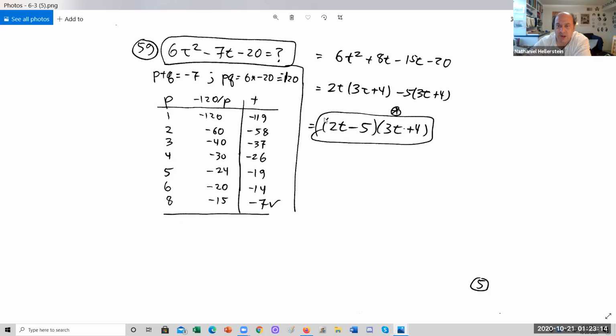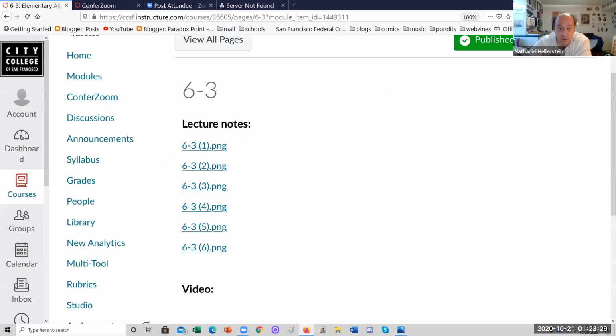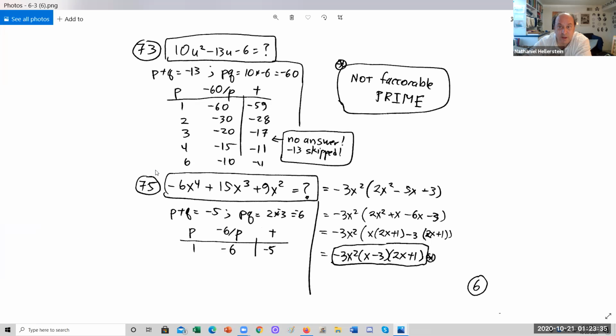That's the factorization. And to repeat, that means that if we want to solve this quantity equals 0, then that means solving this quantity equals 0, and therefore one of these two is equal to 0. And those are easy to solve. We'll be doing that fairly soon, early in chapter 7.